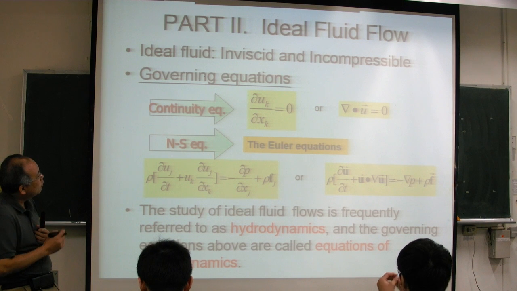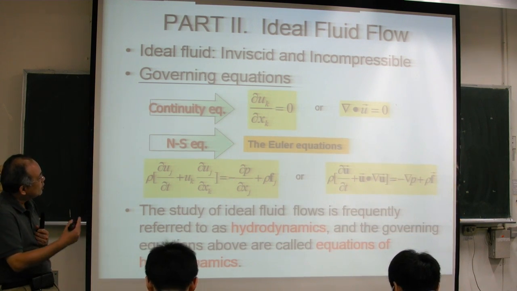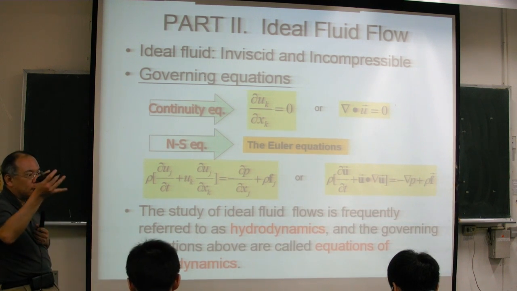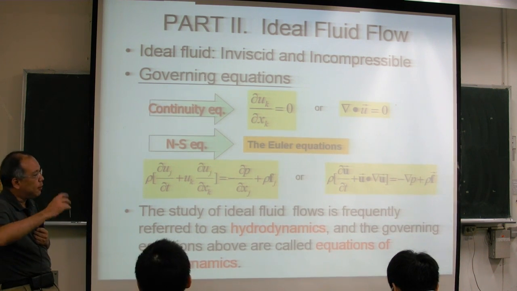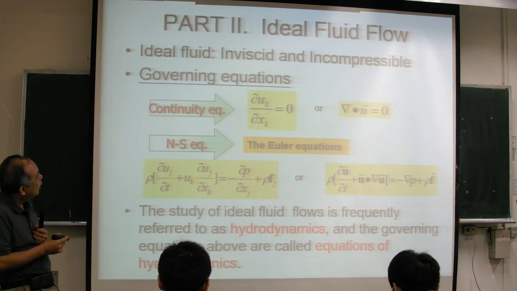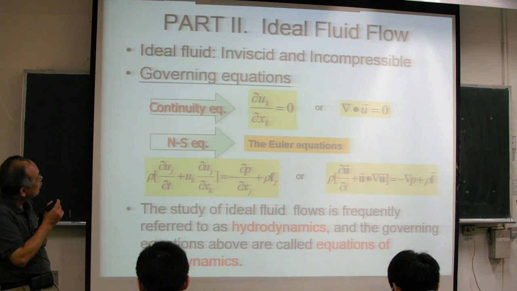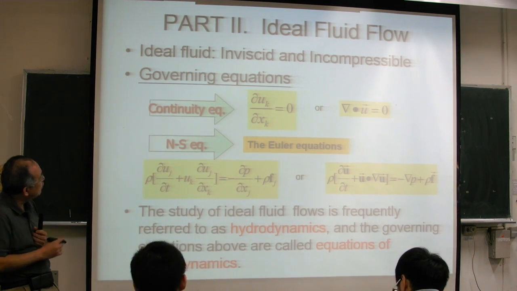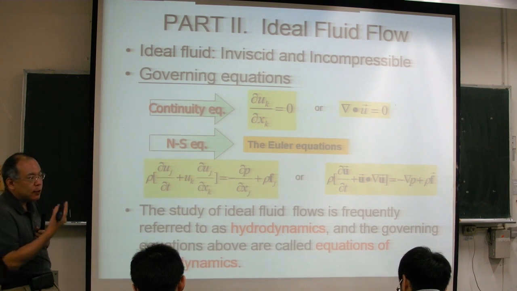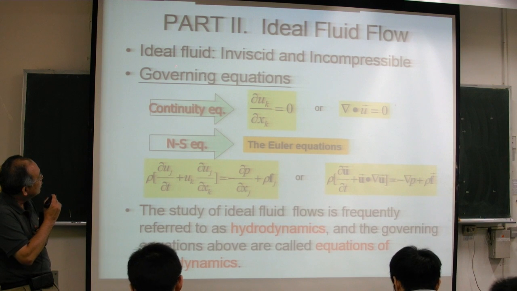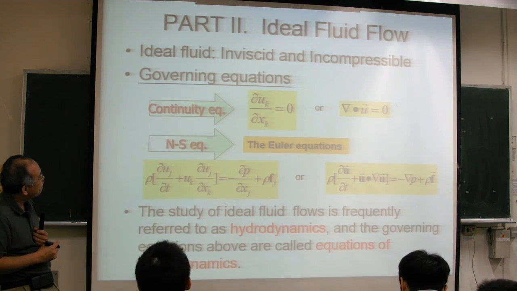Part 2, chapter 4 and chapters 6 and 7, all relate to part 2. But chapter 4 and chapters 6 and 7 are different. Chapter 4 talks about the so-called potential flow. And before the potential flow, we were talking about ideal fluid flow. What's an ideal fluid? Ideal fluid means inviscid and incompressible. That's the ideal fluid definition.